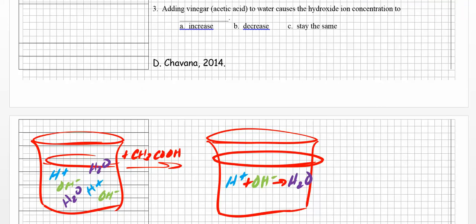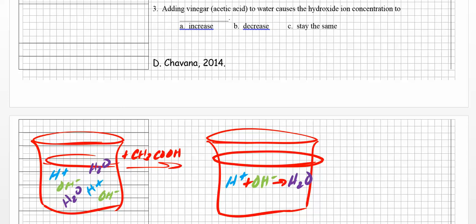All right. Let's take a look at this last question now. Adding vinegar or acetic acid to water causes the hydroxide ion concentration to do what? Okay? So, first of all, I expect you to know that vinegar is acetic acid. I also want you to know that acetic acid is an acid. That should be self-explanatory just from the name. Acetic acid is an acid.